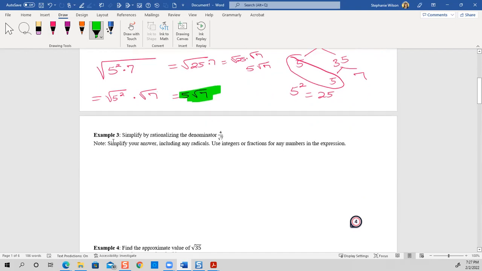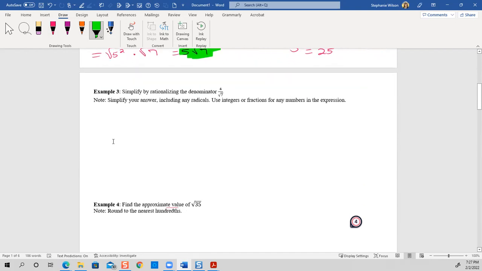Example 3. Example 3 says, simplify by rationalizing the denominator. All right, guys. So one of the rules is you cannot have a root in the denominator. Cube root, square root, fourth root, whatever it may be, you cannot have a root in it. So we're going to have to apply a rule to it to undo the root.